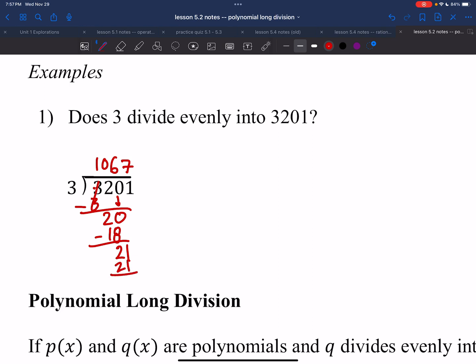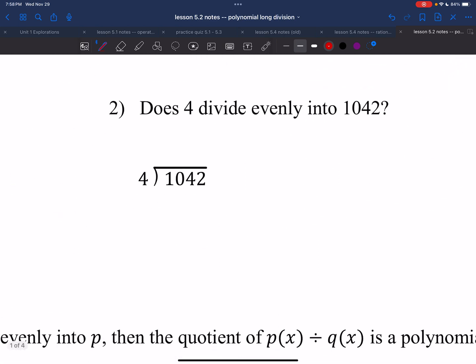And you'll notice that I get nothing left over, right? The remainder here is 0. I have nothing left over. And notice we're not doing decimals, right? We're not trying to do that. We're just saying, hey, there's nothing left over. 3 divides evenly in there. So yes, it does. And then another example over here.